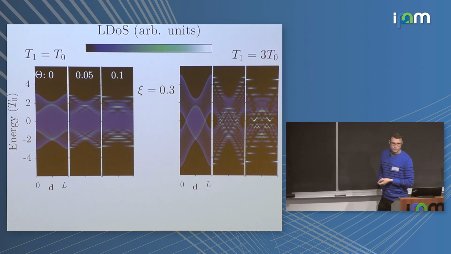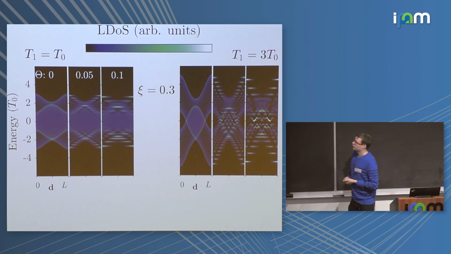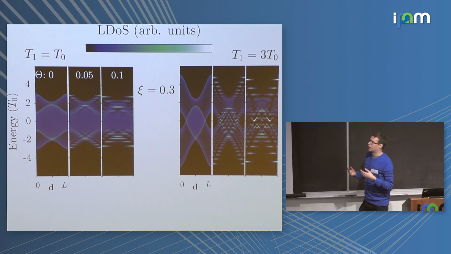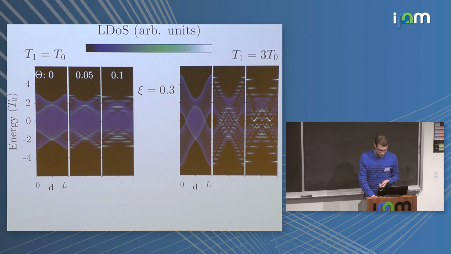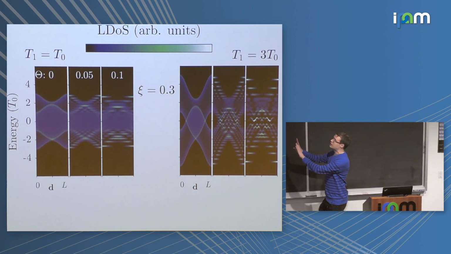So T1 is the interlayer hopping, and T0 is the in-plane hopping, which in some other slides will just be set equal to 1 as the energy scale for the system. Okay. So this was just changing the interlayer strength.